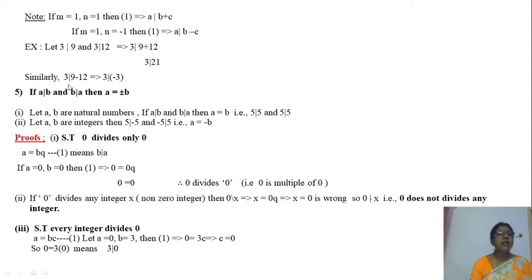Then observe: A divides B means 5 divides minus 5, where B is minus 5. B divides A means minus 5 divides 5. Now you observe A is equal to minus B, because 5 and minus 5 are there. A is equal to minus of minus 5, which is plus B.